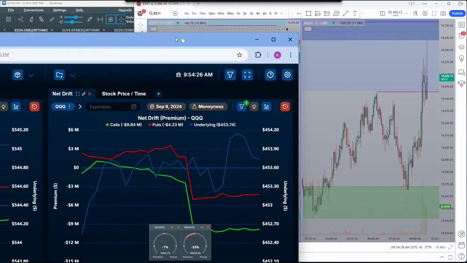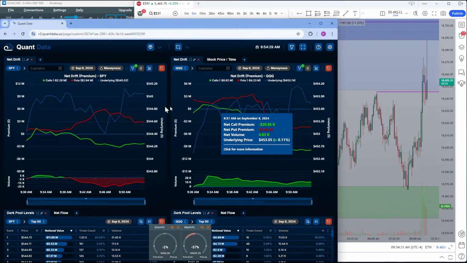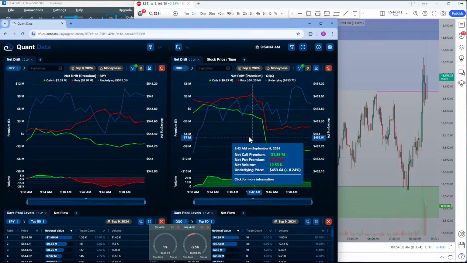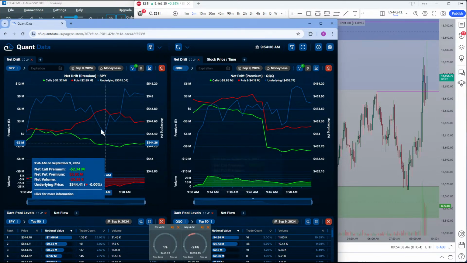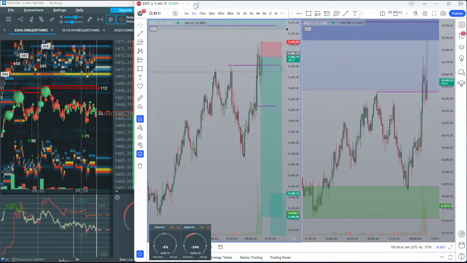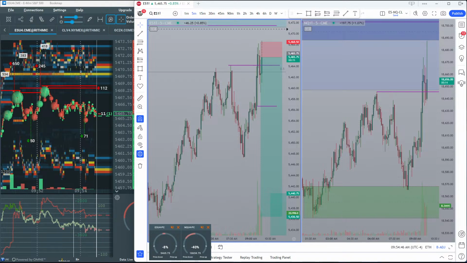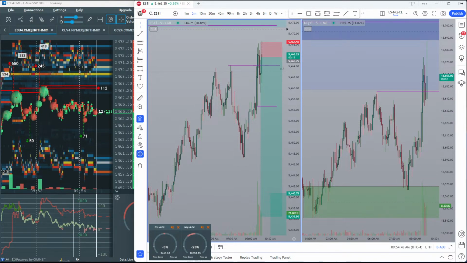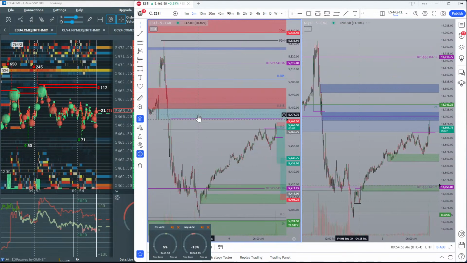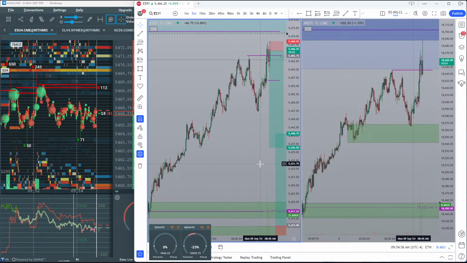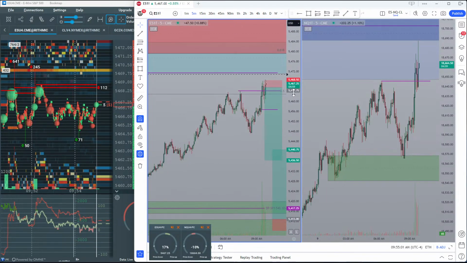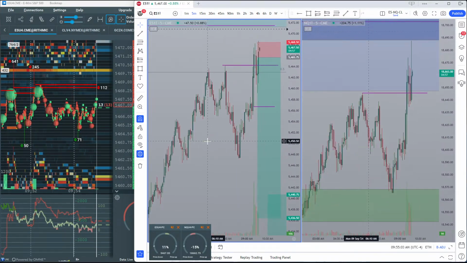Quant data too. If we're looking at the net drift on QQQ, calls and puts are in the red. They're selling more calls and selling more puts. They're not buying anything right now. SPY puts are stronger, so bears have some more strength in the options market on SPY. Dark pool level down at 540.10 or 54.17 on ES. We have another dark pool level to the upside, way up there.